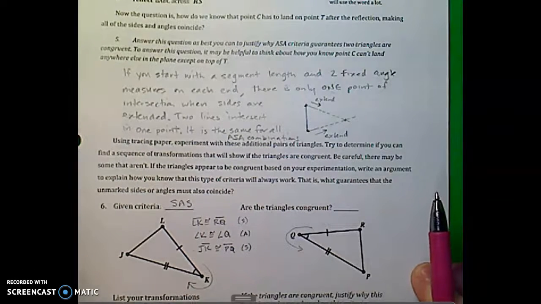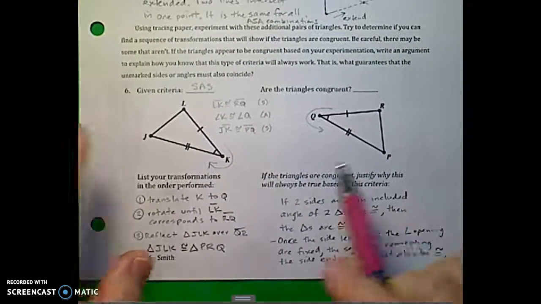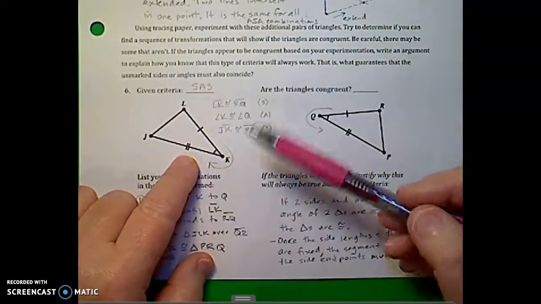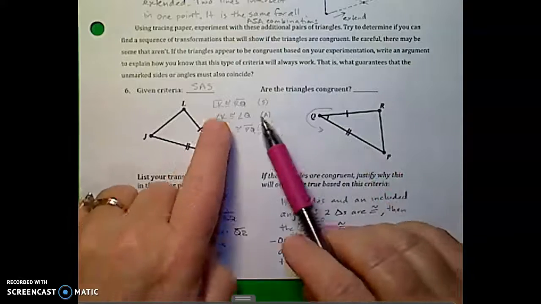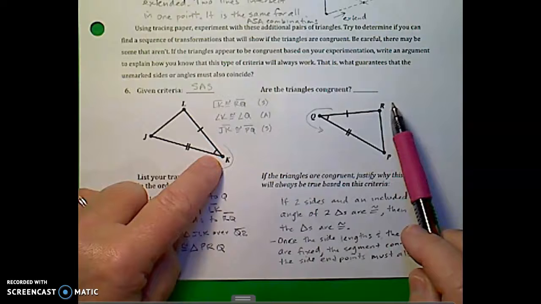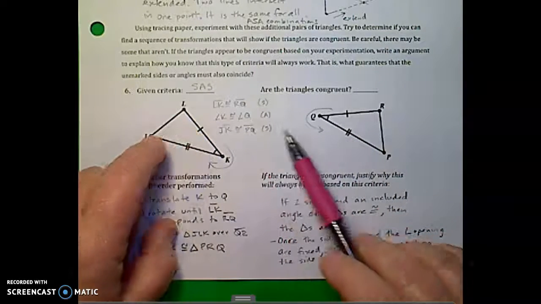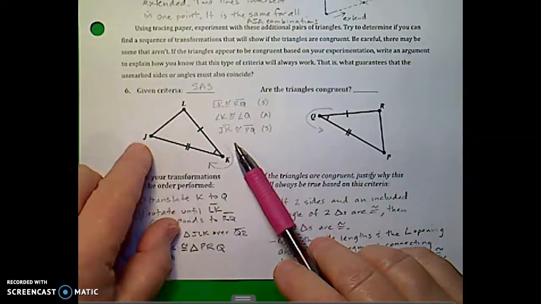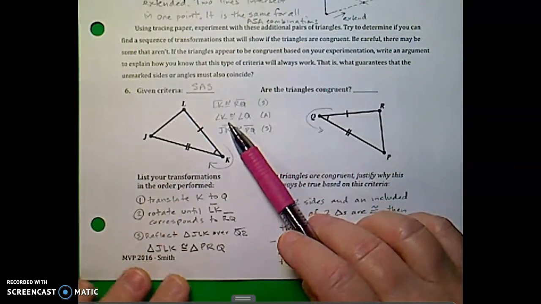All right, next we're going to look at some other shortcuts that are available to us. And number 6 is side angle side. And why is it side angle side? I'm looking at the markings that I'm given on both triangles, and I've listed the markings. I got LK and RQ, which both have one tick mark. Angle K and angle Q, which have one arc. And then JK and PQ, which have two tick marks. So that's what I can write about what I know.